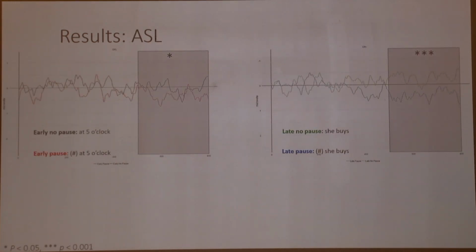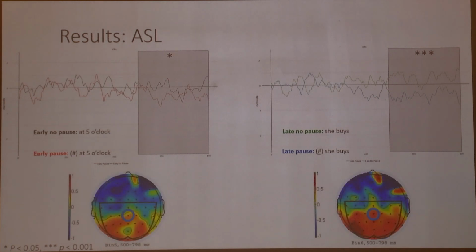In ASL, we found a significant CPS in both the early and late sentence positions. Like in English, a main effect of sentence position indicated that the effect is larger in the late sentence position than the early sentence position. We can see this really, really clearly on the heat maps.